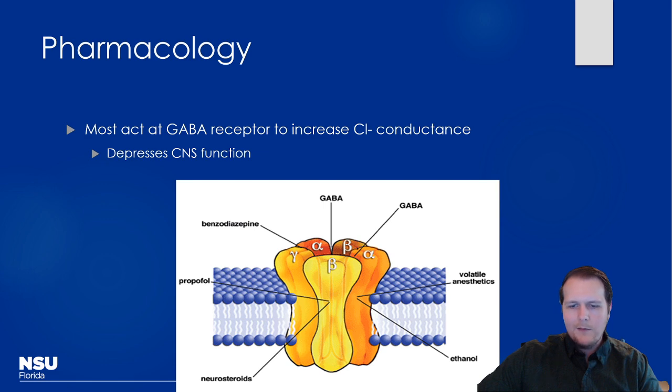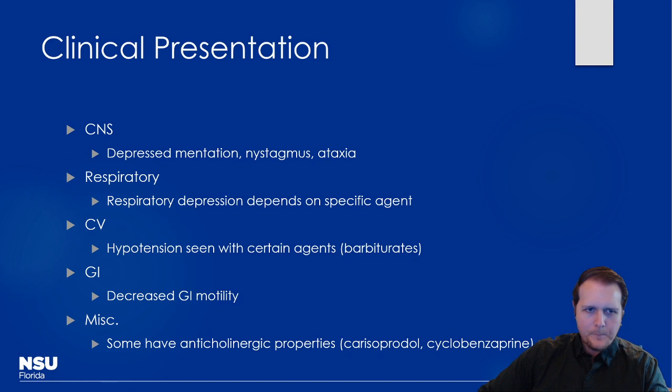So if you put alcohol and benzos together, you're going to see potentially some respiratory depression because they do work synergistically. Again, CNS depression is going to be the most common thing you're going to run into. How respiratory depressed they get may be dependent on the ingestion itself. Normally, from a cardiovascular standpoint, you'll see maybe some mild hypotension, which may be a little worse with certain classes, things like the barbiturates. You may see some decreased GI motility, and also consider that some of them may have anticholinergic properties as well, which does cloud the clinical picture. You can see that with things like carisoprodol or Soma, or cyclobenzaprine.